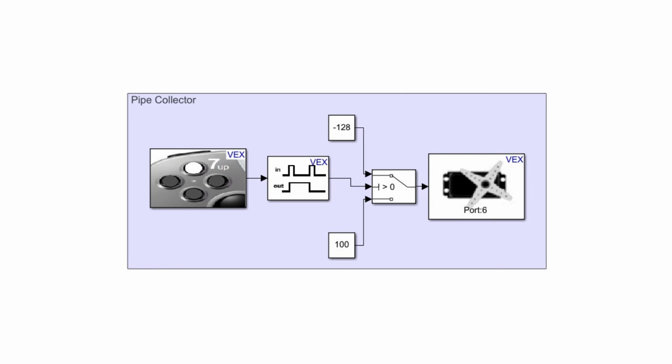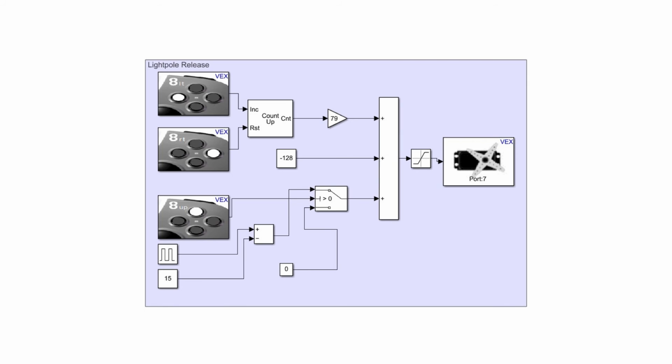For the pipe collector, we just used a simple toggle to switch between the two states. For the light pole release, we used a counter, so the system turned by a certain amount every time the button was pressed, and it could reset back to its original location.